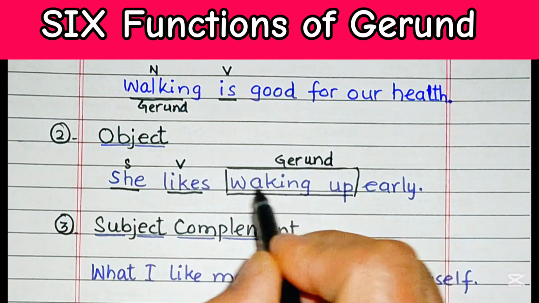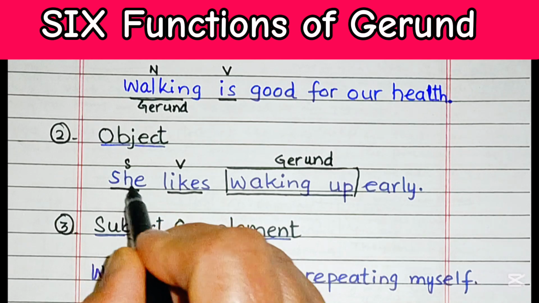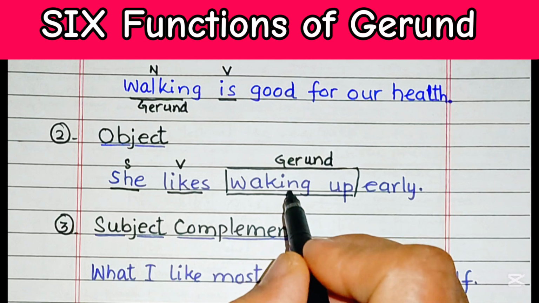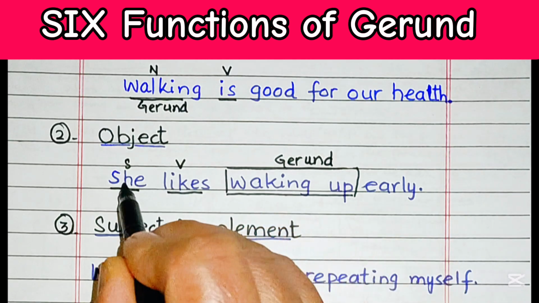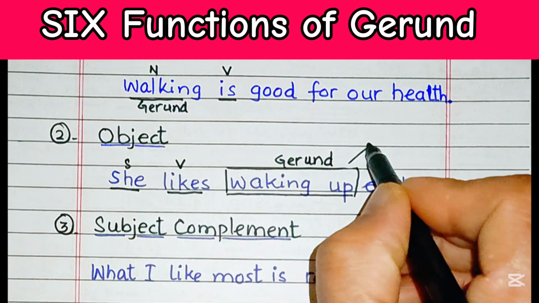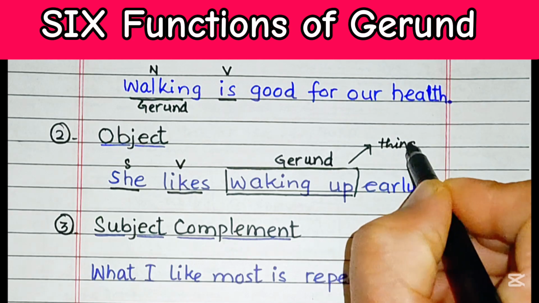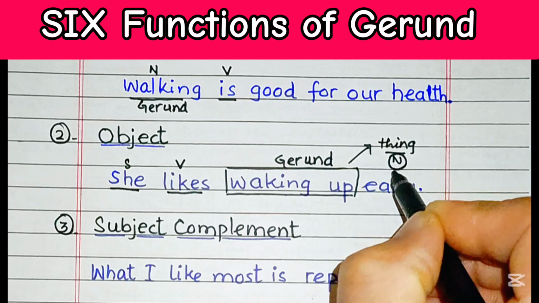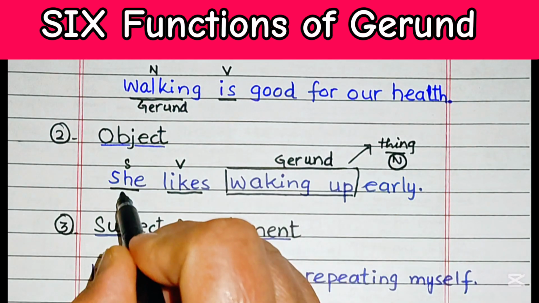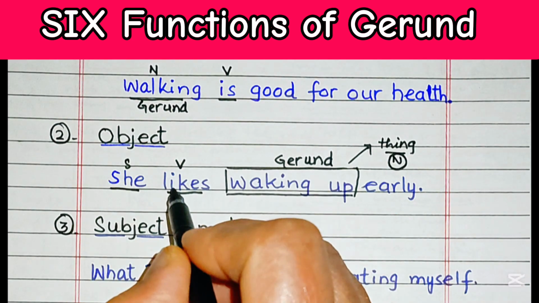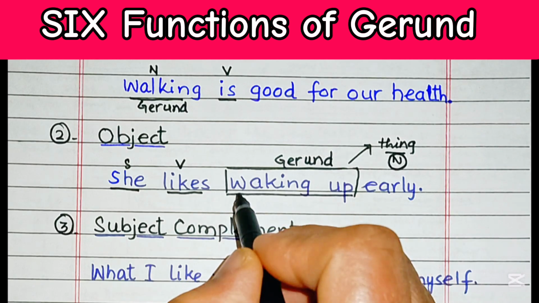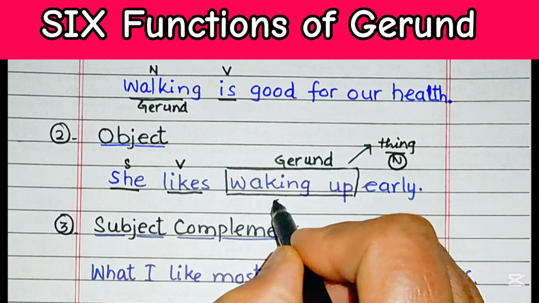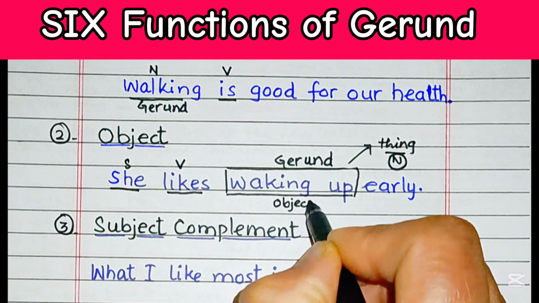So here she is the subject, as I mentioned earlier, likes is the verb, and this one is the gerund, and she has to like something. She likes, what is that thing? That should be a noun. So as I said, she has to like something. So in this situation, what she likes is the object. So this is actually the object.